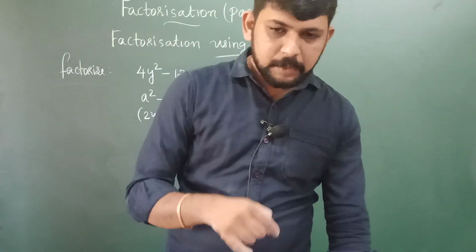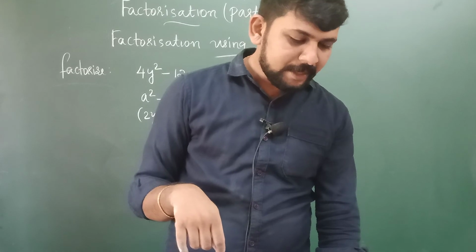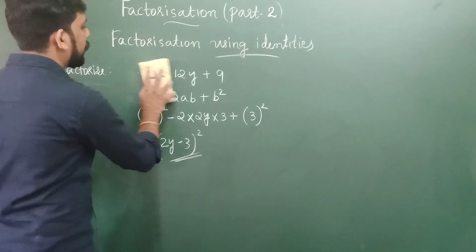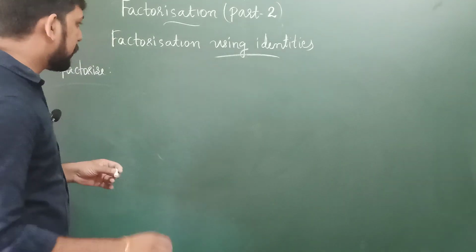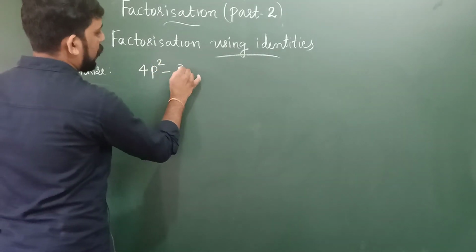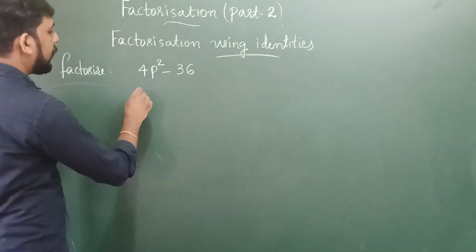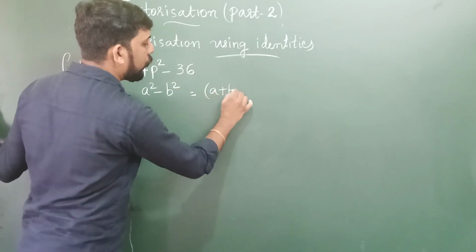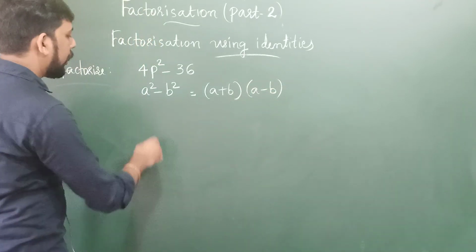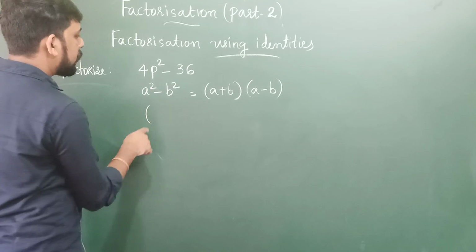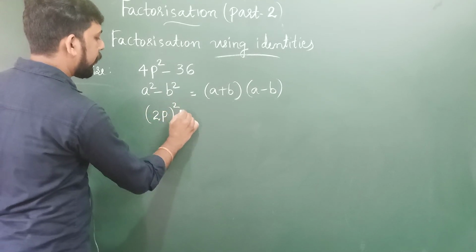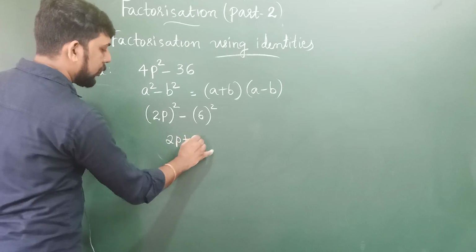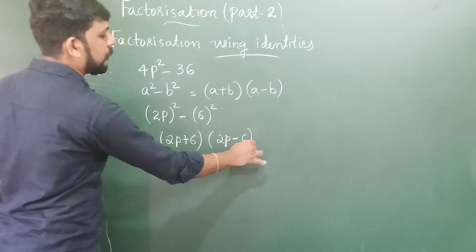Then next one is 4p square minus 36. Factorize 4p square minus 36. Okay, listen. 4p square minus 36, that means this is of the form a square minus b square. What is that? That is a plus b into a minus b. Okay, that means a is 2p, and 36 is actually 6 the whole square. That is 2p plus 6 into 2p minus 6.